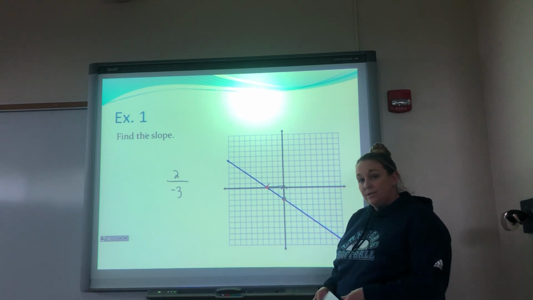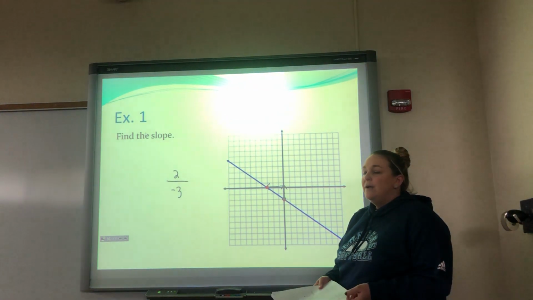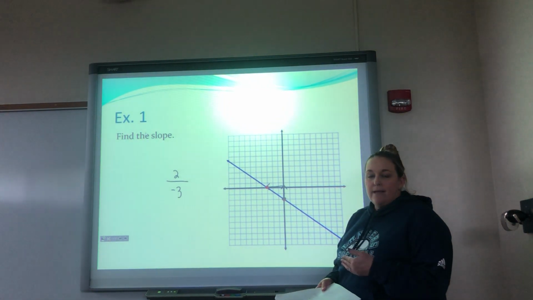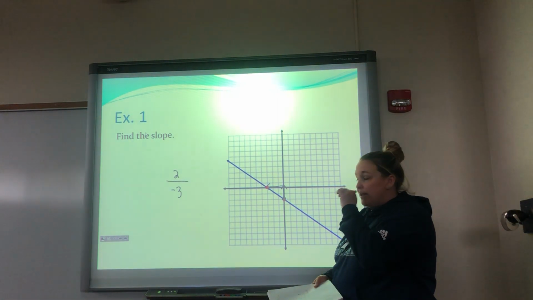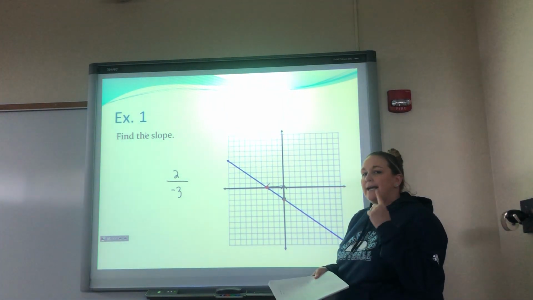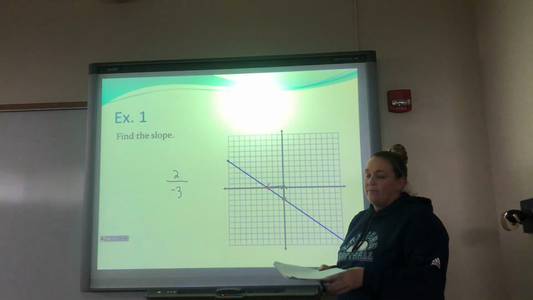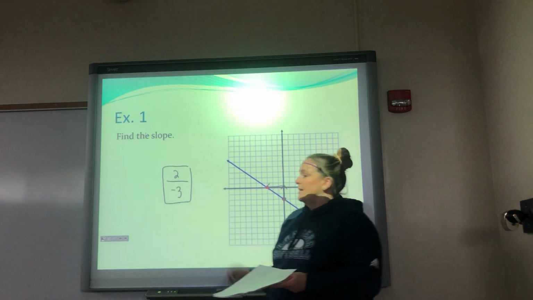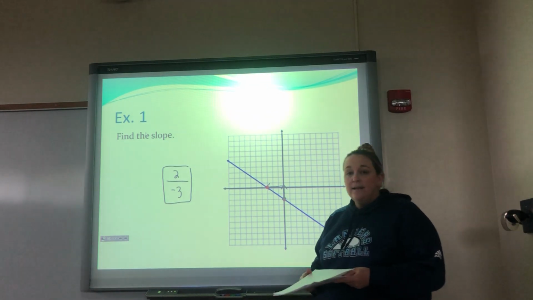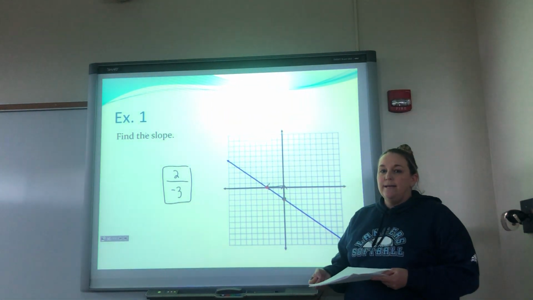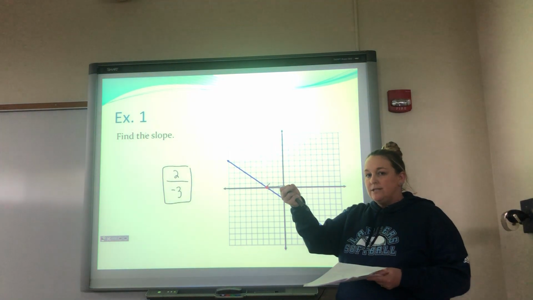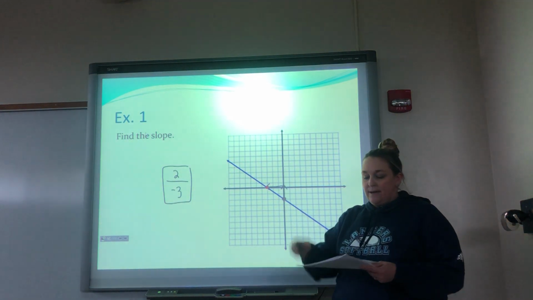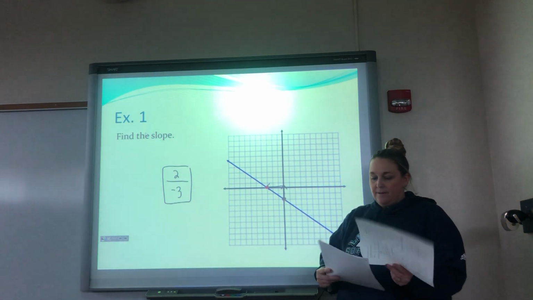Is that reduced? So again, if you have a calculator, you could plug that into that N over D button. If you do not, you would want to see, is there any number besides 1 that will go into 2 and 3? And that does not happen. So this is your answer to example 1. So again, start on the lower point, count up first. Then if you have to go right, it'll be positive. If you go left, it'll be negative.